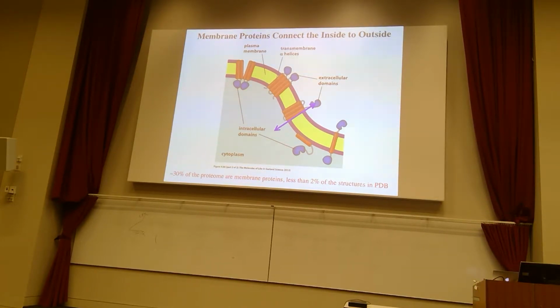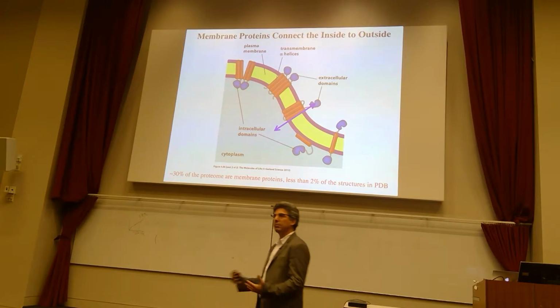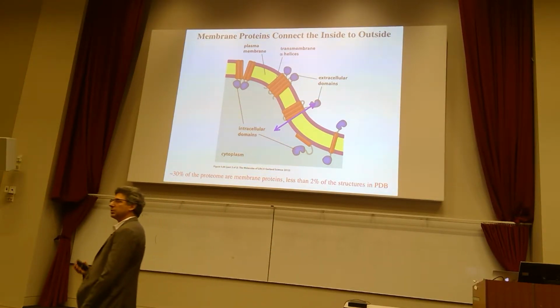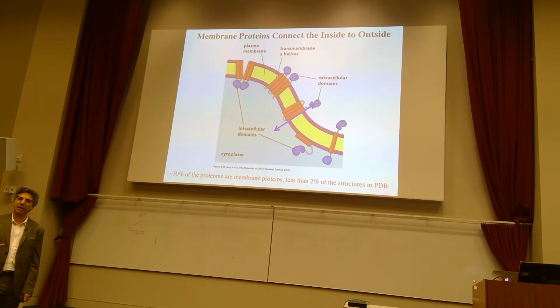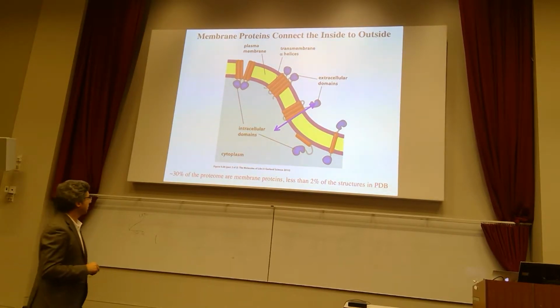So about 30% of all of the proteins that are made by the cell end up being associated with the membrane. And until recently, we actually didn't know too much about the relationship between the structure and function of these important membrane proteins because they were so difficult to study and to obtain high-resolution structures. So even though 30% of the proteins are in the membrane, less than 2% of the structures that we have in the protein data bank include high-resolution information about these proteins.